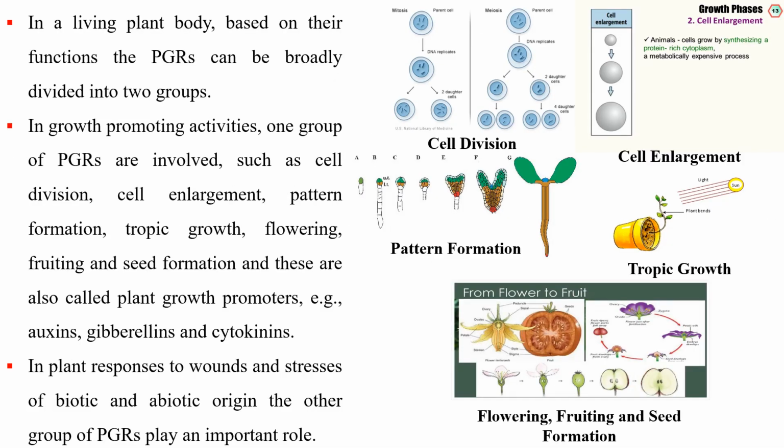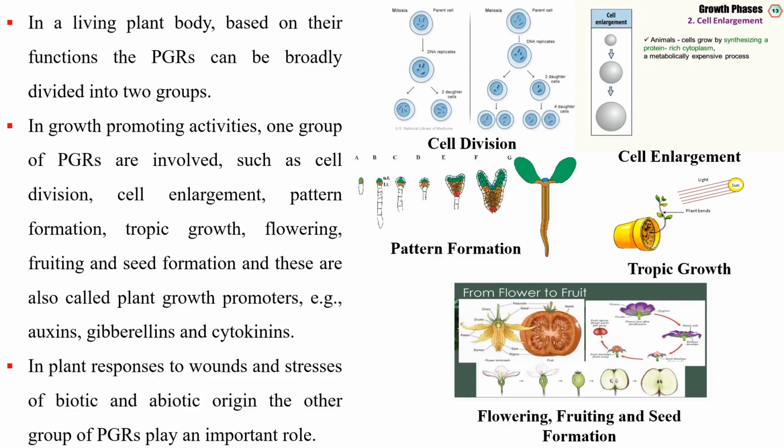In a living plant body, based on their functions, the PGRs can be broadly divided into two groups. One group of PGRs is involved in growth promoting activities, such as cell division, cell enlargement, pattern formation, tropic growth, flowering, fruiting, and seed formation, and these are also called plant growth promoters, for example auxins, gibberellins, and cytokinins.